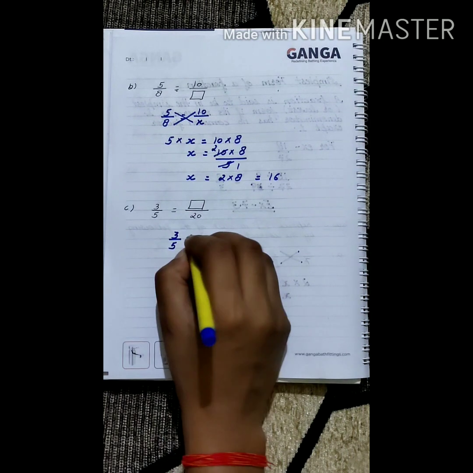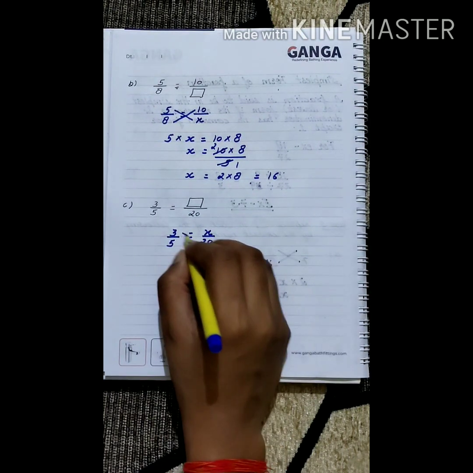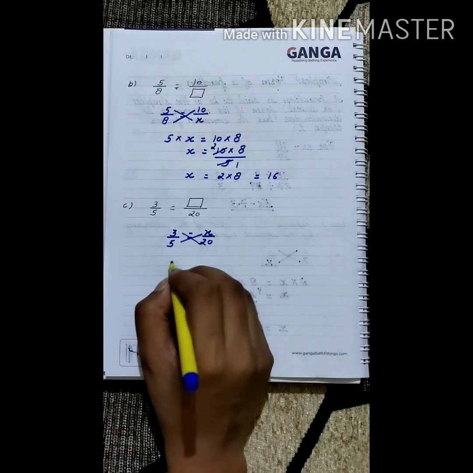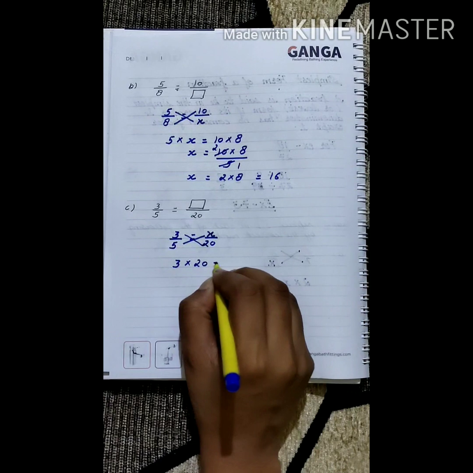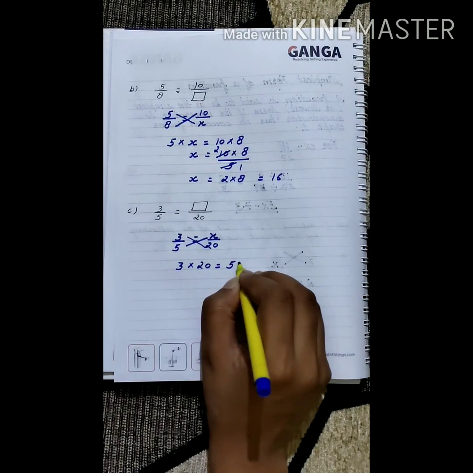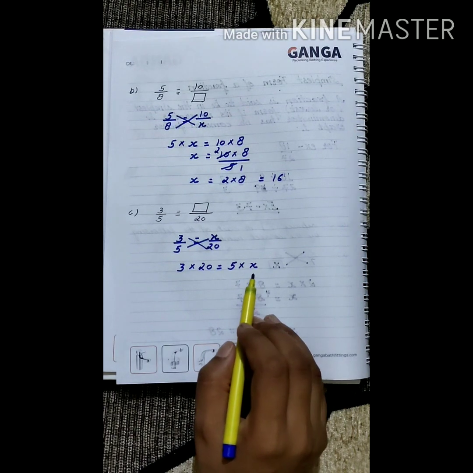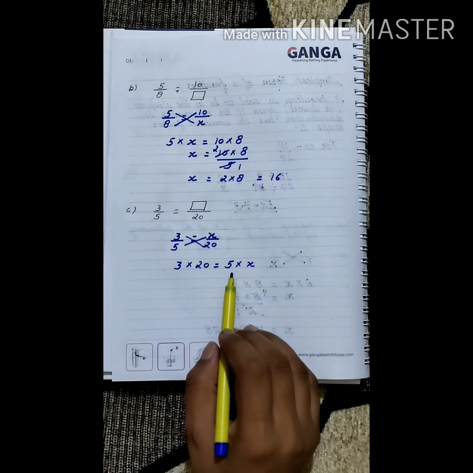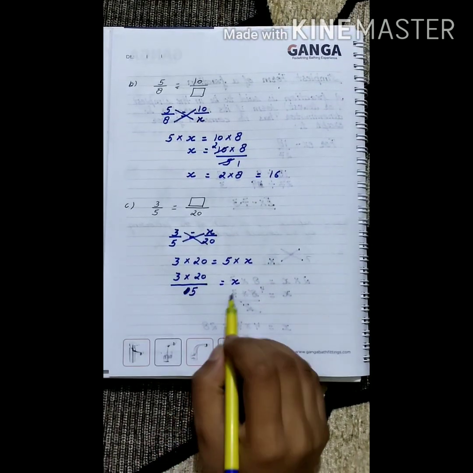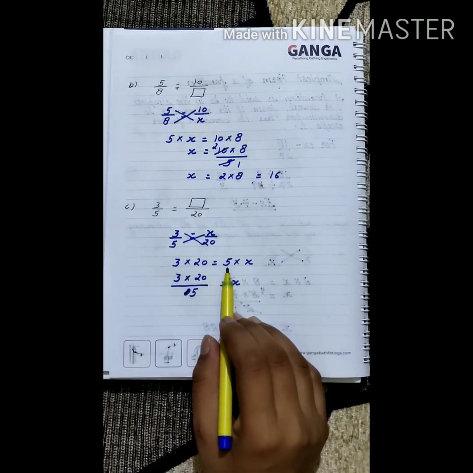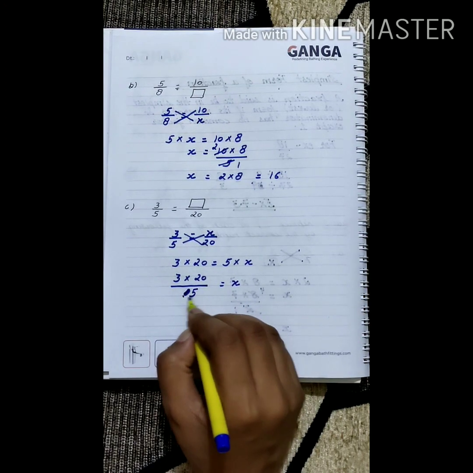Firstly we assume it as x divided by 20. Now we will do cross multiplication. After cross multiplication we will get 3 multiply 20 is equals to 5 multiply x. Now x is an unknown term and it is in RHS, so we transfer 5 from RHS to LHS. After transferring, this 5 is converted into division, and we will get 3 into 20 divided by 5.